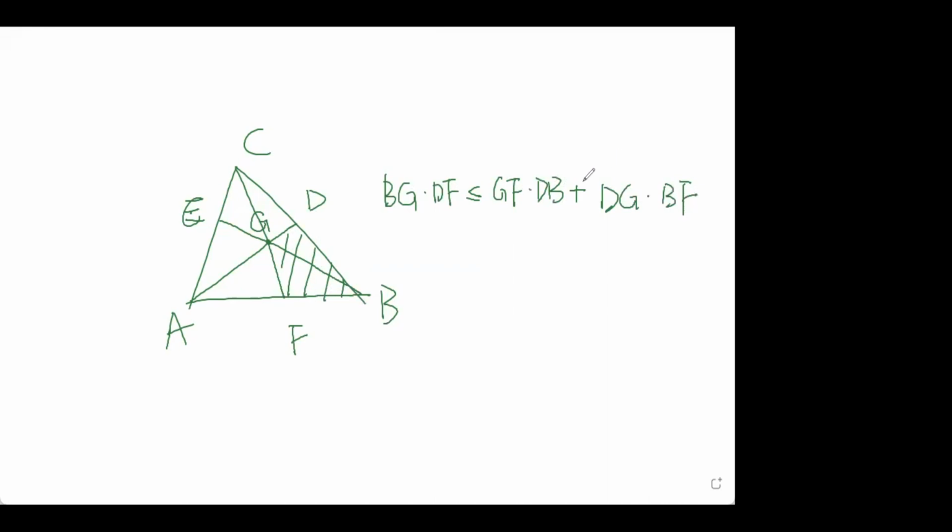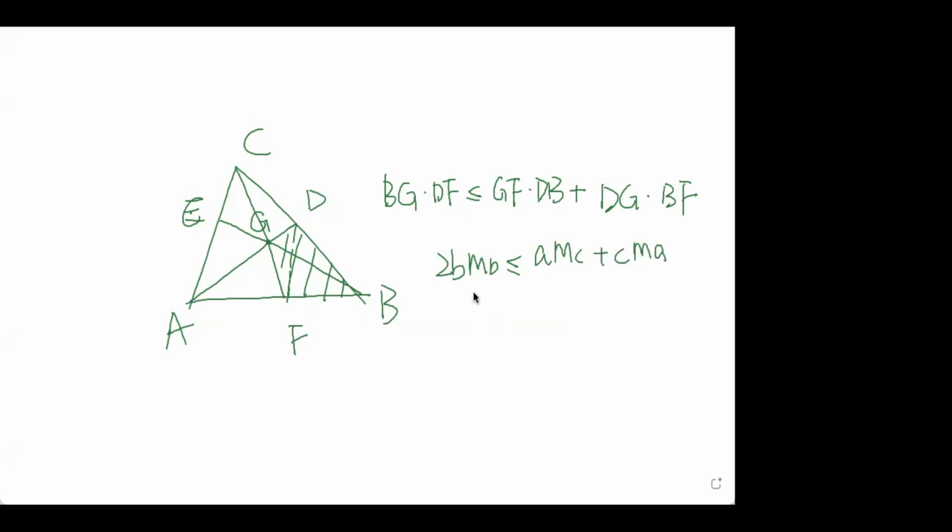And we know BG is 2/3 of MB because G is the centroid, and DG is 1/3 of MA, and GF is 1/3 of MC. We also need to connect DF, and DF equals half of AC, which is half of b. So we can rewrite this inequality into 2b times MB is smaller than aMC plus cMA.